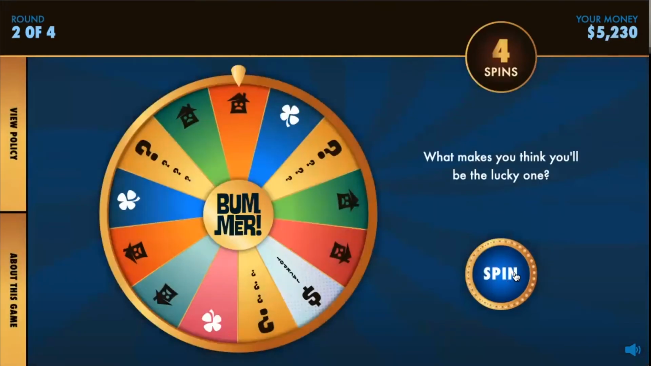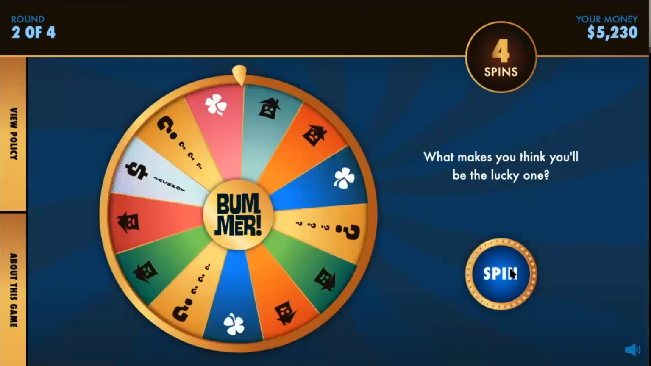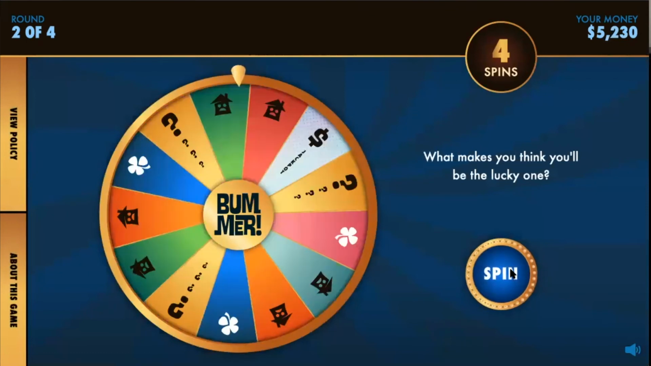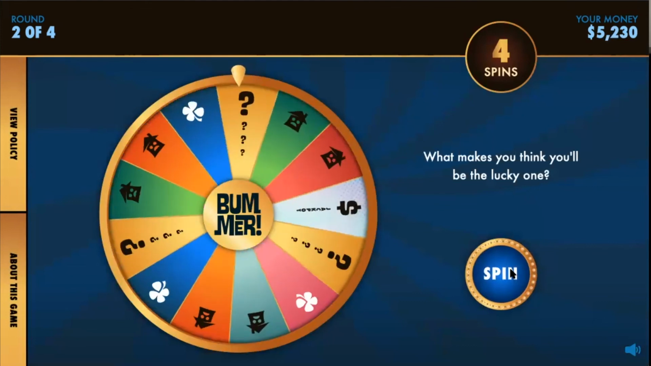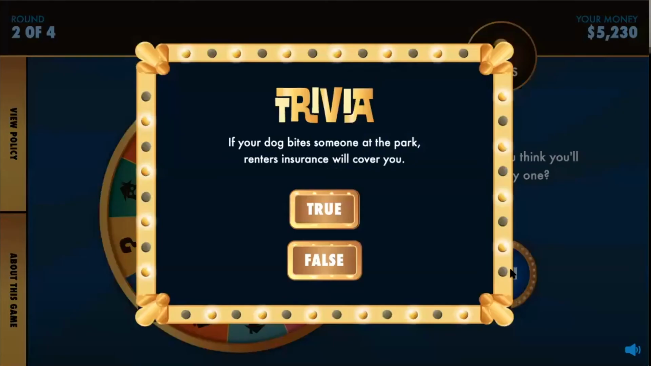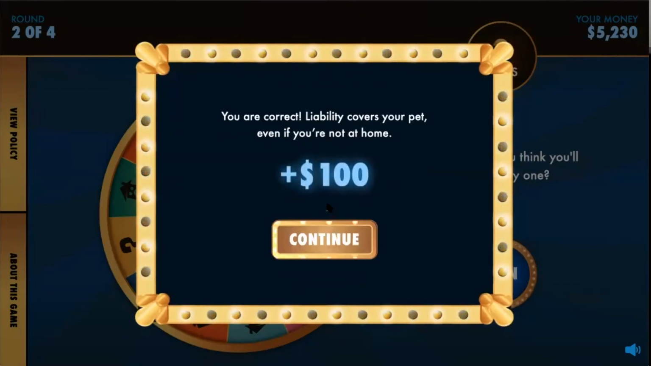All right, here we go. We're going to spin and go through these scenarios and see if my insurance applies to this bummer wheel. If your dog bites someone at the park, renter's insurance will cover you. I'm going to go with true to see what happens. Yeah, you are correct. Liability covers your pet even if you're not home. Okay, very good. Continue.